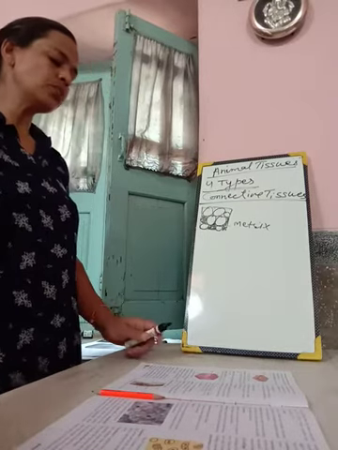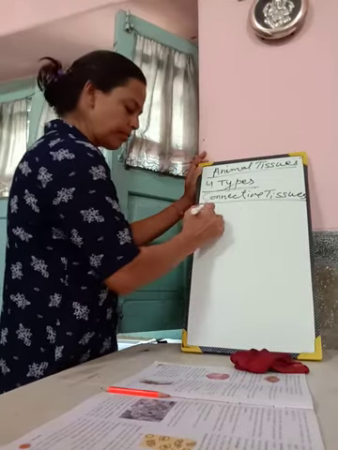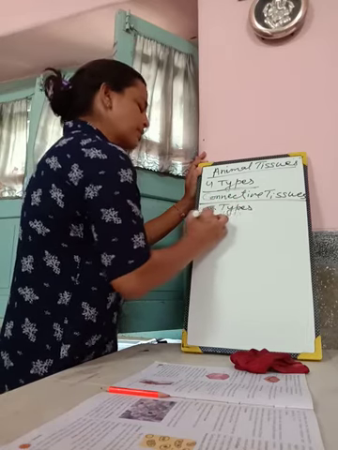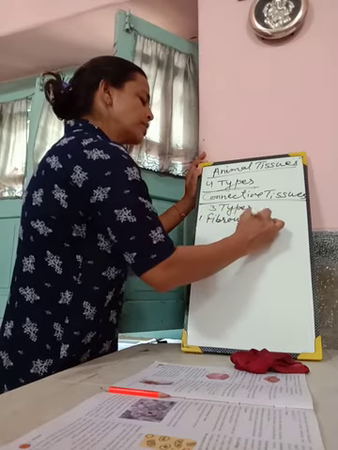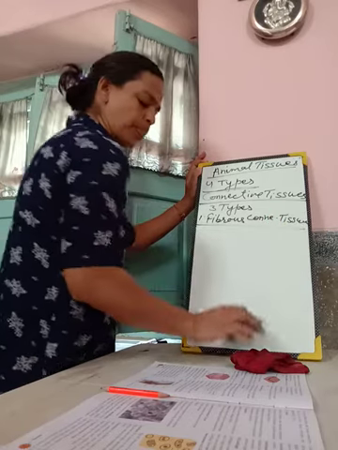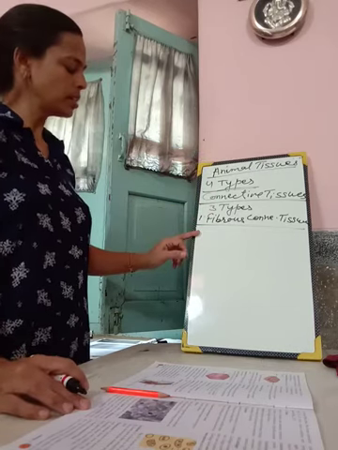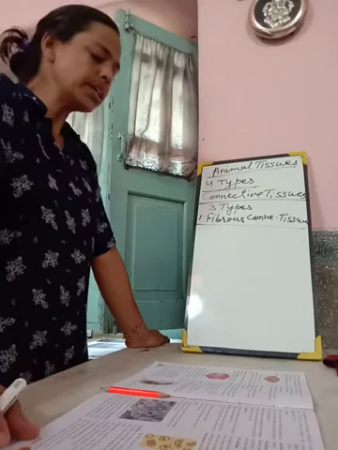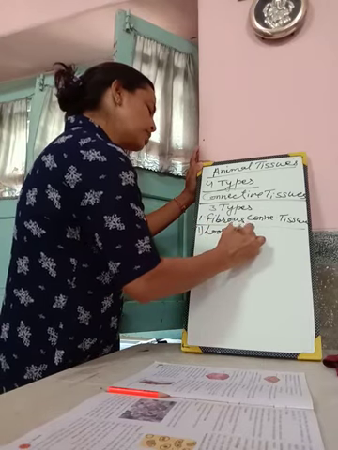Connective tissue is again divided into three types. One is fibrous connective tissue. Fibrous connective tissue is of two types: loose connective tissue and dense connective tissue. The first one is loose connective tissue.